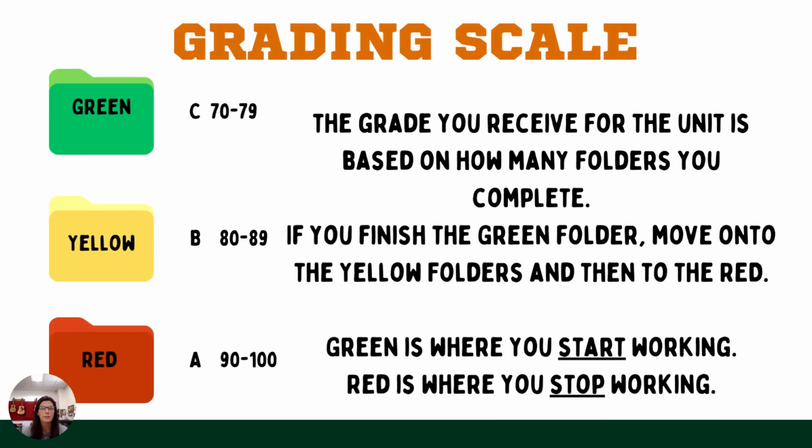And here's our grading scale. The grade you receive for the unit is based on how many folders you complete. If you finish the green folder, you move on to the yellow folder and then the red. Green is where you start working. Red is where you stop. The following is the scale. If I complete the work in the green folder, I will have earned a 70 to a 79. If I complete the yellow folder, I will have earned an 80 to an 89. If I complete all the work in the red folder, I will have earned a 90 to 100% for the unit.